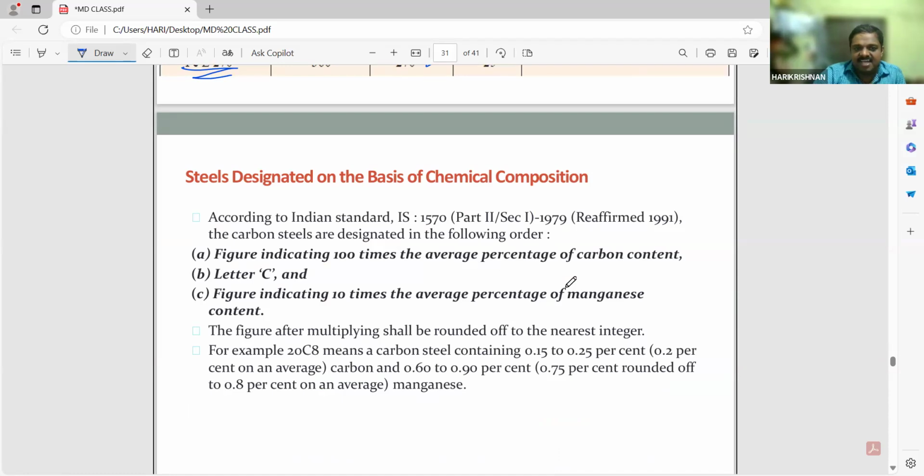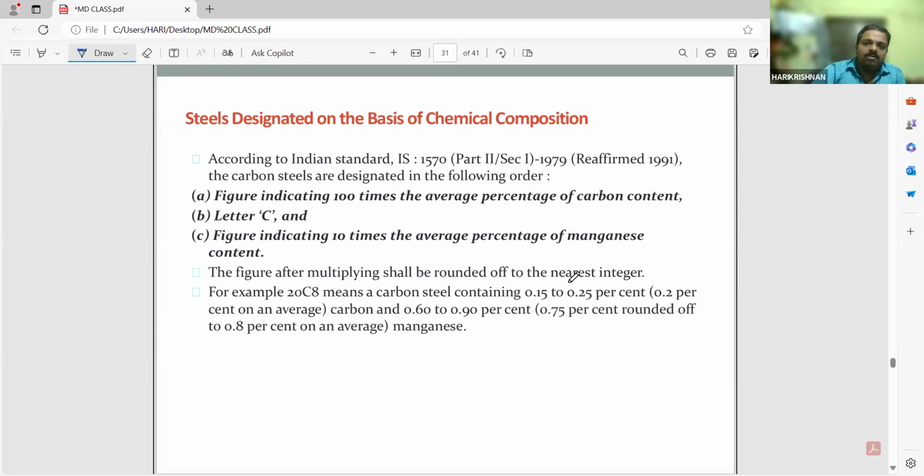Next, steels are designated on the basis of chemical composition, like C40. According to Indian Standard 1570, Part 2, Section 1, 1979, reaffirmed 1991, the carbon steels are designated in the following order: a figure indicating 100 times the average percentage of carbon content, then the letter C, then a figure indicating 10 times the average percentage of manganese content. You may see 20C8. The figure after multiplying shall be rounded off to the nearest integer.